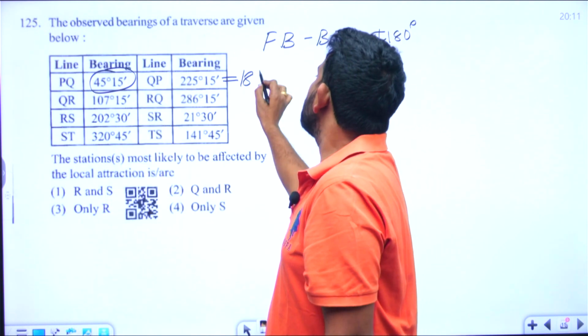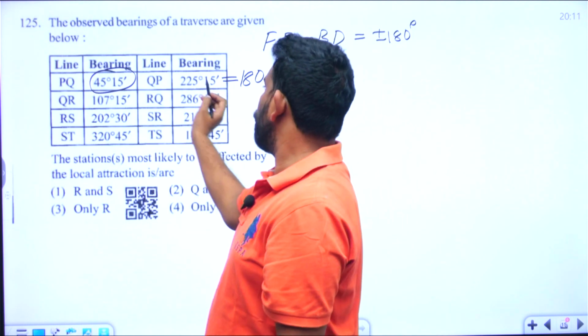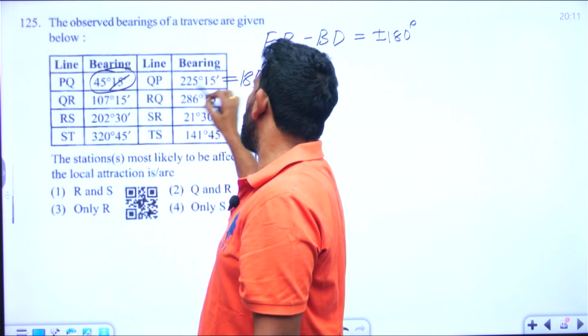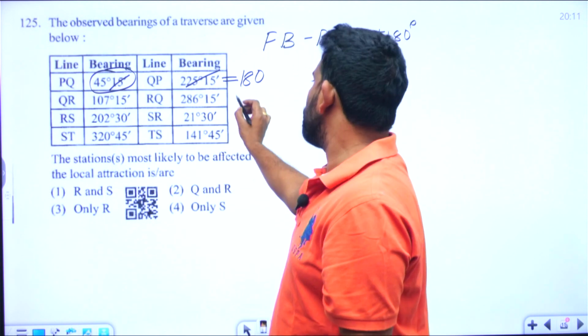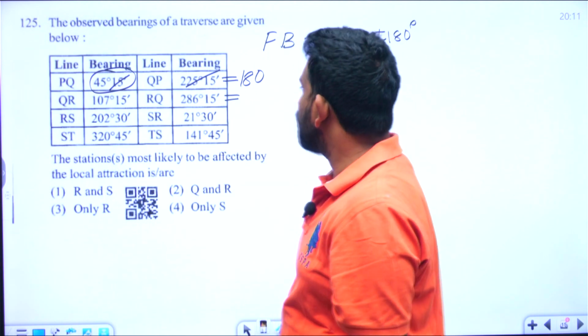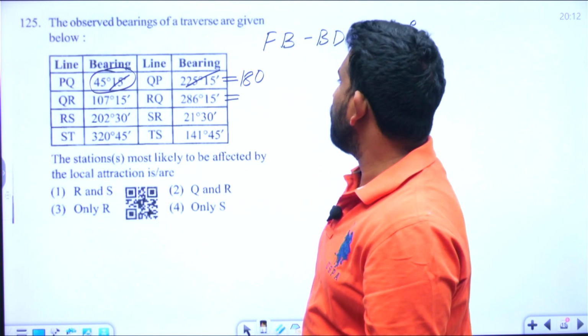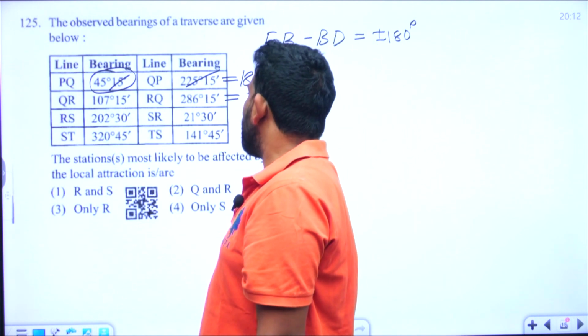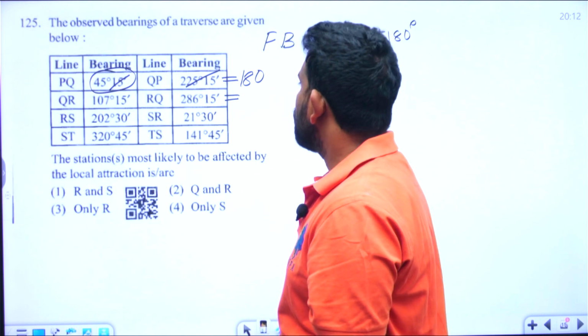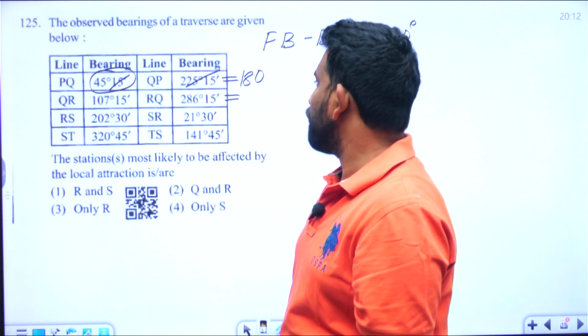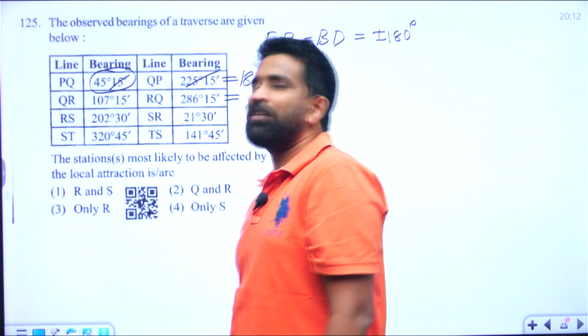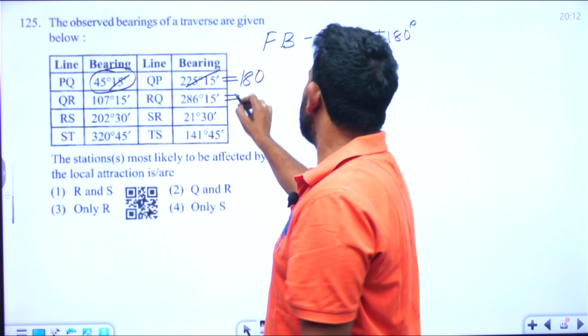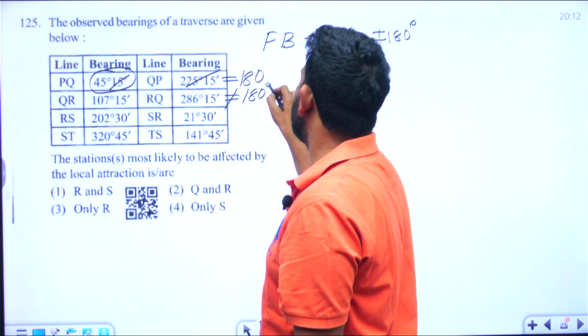Here this is 180 because 225 minus 45 is obviously 180. Now if you find this out, 107 degrees 15 minutes minus 286 degrees 15 minutes, it is not 180. 286 minus 107 comes out to 179 or something like that. It is not equal to 180 degrees.